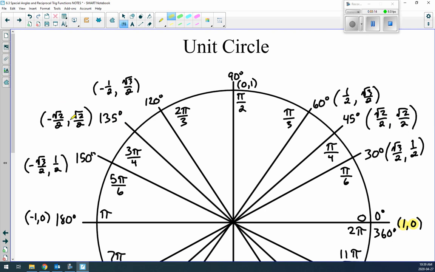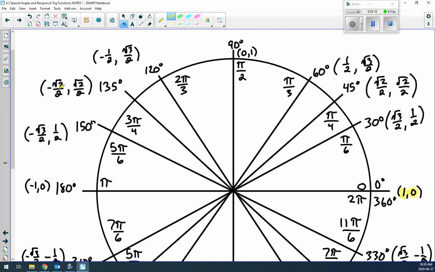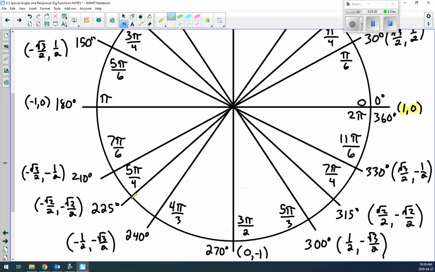Now we go into quadrant 2. The numbers are the same. The only difference is the signs. Because we're in quadrant 2, cosine's negative, y is still positive. Go down to 225, they're both negative. Go to 315, x is positive, y is negative.